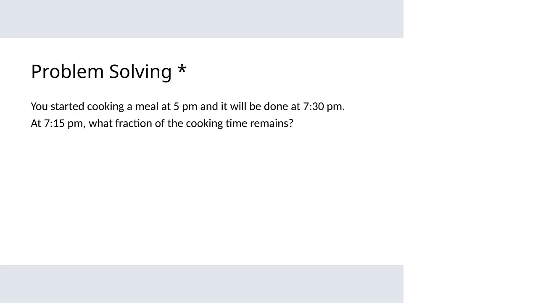You started cooking a meal at 5 p.m. and it will be done at 7:30 p.m. At 7:15 p.m., what fraction of the cooking time remains? I'll set up a poll for this and give you a chance to try it. Essentially, what we're doing here is creating a fraction that relates the time that remains with the total time and then reducing that fraction.